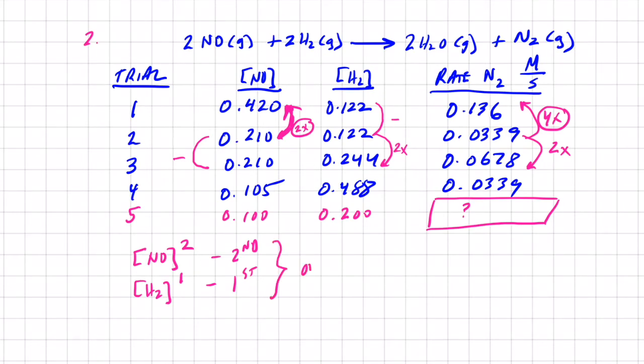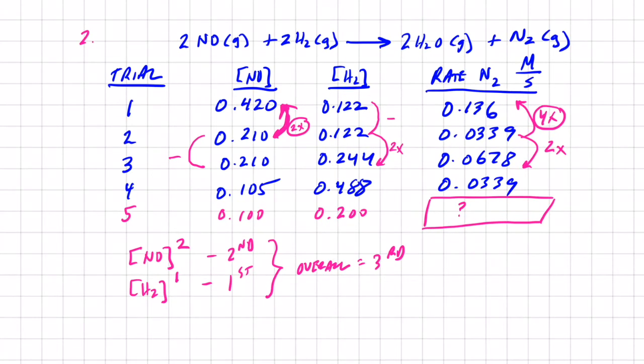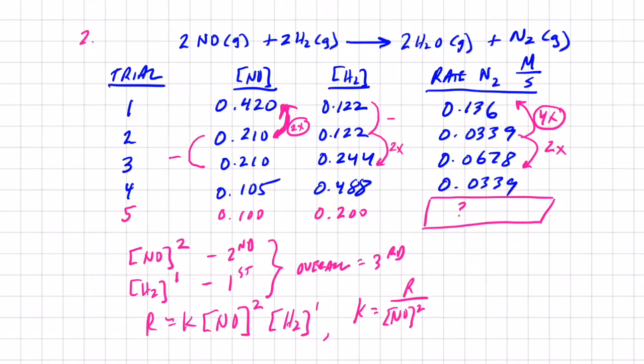If I asked you for the overall order, you would just add the two together and you'd say third. I didn't ask you for that, but if I did, that's what it would be. Now let's write the rate law. So rate laws begin with R equals K. So we have our NO reactant to the second power and H2 reactant to the first. And let's solve for K, which would be equal to R over the NO concentration squared and H2 concentration. And like we've always been saying, we're going to use the first experiment's data to solve for K.